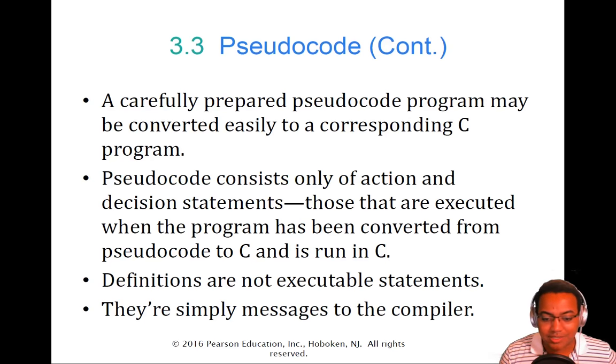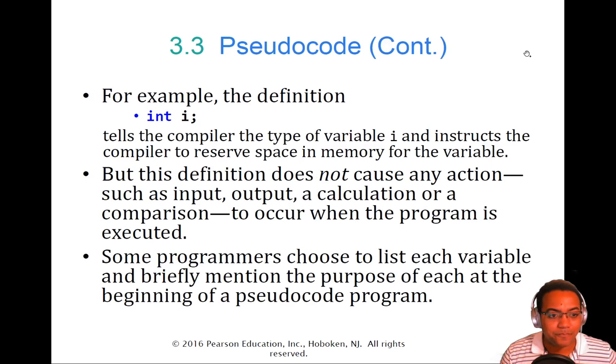It's basically for our SA, for our situational awareness. So here's an example. For example, the definition int I, what does that mean? Basically, they're initializing a variable, the variable I, as a data type integer. It tells the compiler the type of variable I and reserves space in memory for the variable. But this definition does not cause any action, such as input, output, a calculation or a comparison, to occur when the program is executed.